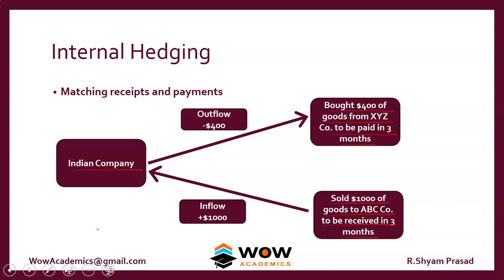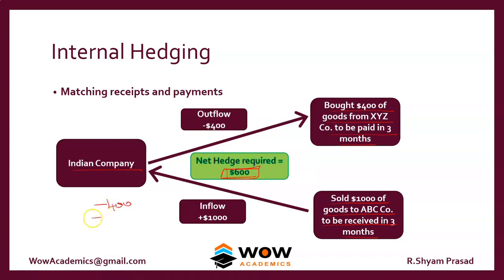So how much of the amount should you hedge? The hedging amount will be only $600. Okay, so this minus 400 and the plus 1,000 would have to be netted off against each other. So you are ending up with $600. Okay, so this alone has to be hedged.